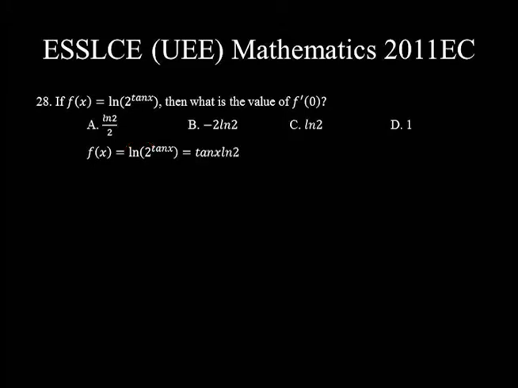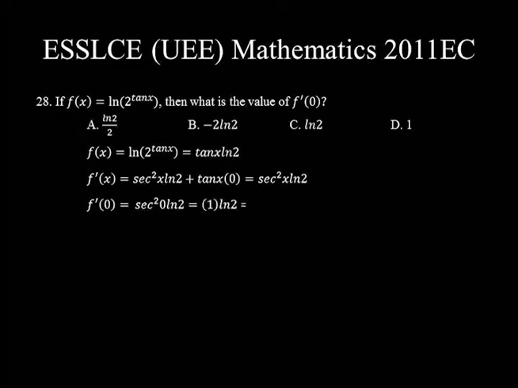This is a product of two functions. Following the product rule for differentiation, we can solve it as f derivative of x is equal to the derivative of tan x, which is sec square of x, times ln 2, plus tan x times the derivative of ln 2, that is 0. 0 times tan x is 0, plus sec square of x ln 2 is sec square of x ln 2. Thus, f derivative of 0 is equal to sec square of 0 times ln 2. Sec square of 0 is 1, times ln 2. 1 times ln 2 is ln 2. Hence, choice C is the correct answer.